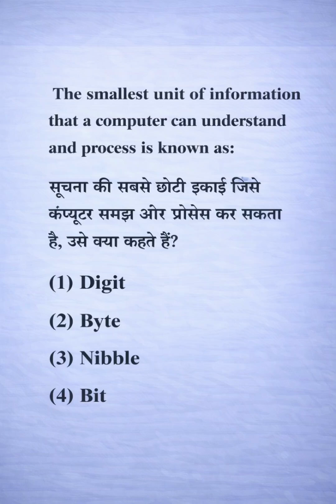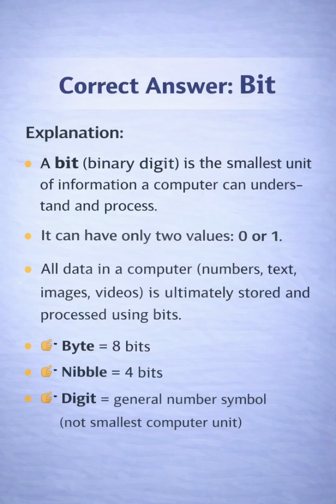Now let us understand the other options as well. First option, digit. Digit means any number from 0 to 9. It is a mathematical symbol, but it is not the smallest computer unit. Second option, byte. Many students think that byte is the smallest, but actually 1 byte is equal to 8 bits. So byte is bigger than bit. Third option, nibble. Nibble is half of a byte. So 1 nibble is equal to 4 bits. Again, nibble is also bigger than bit.